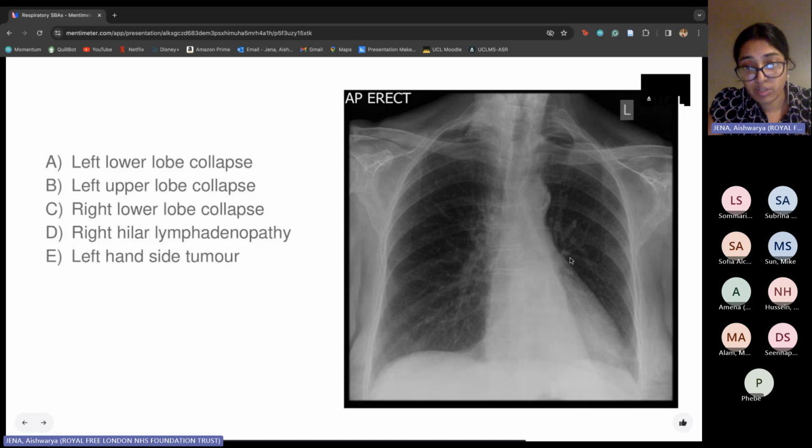So a few more SBAs here. These will be fairly quick fire. Oops, I gave away the answer there. But in case you didn't see that.